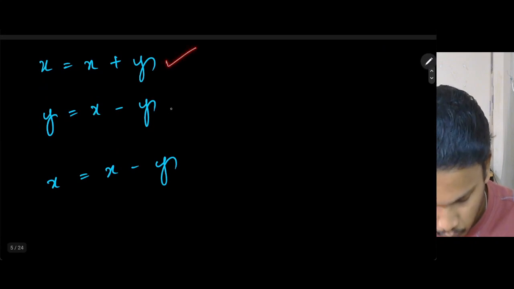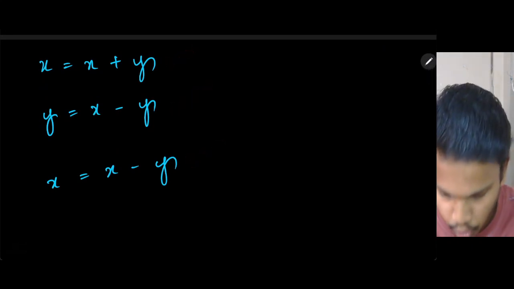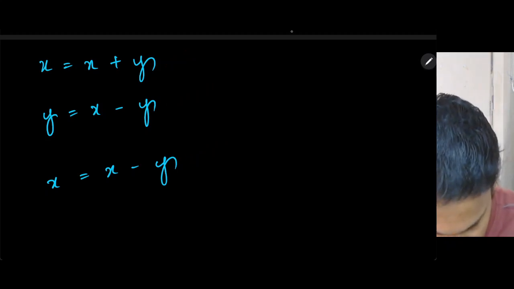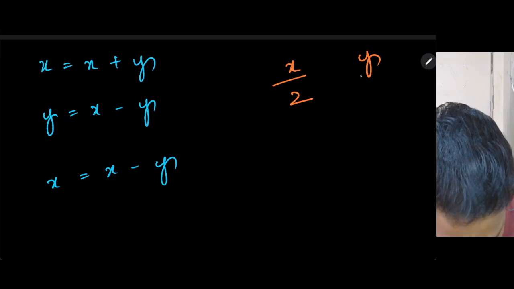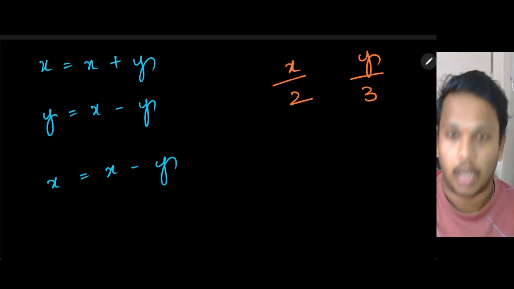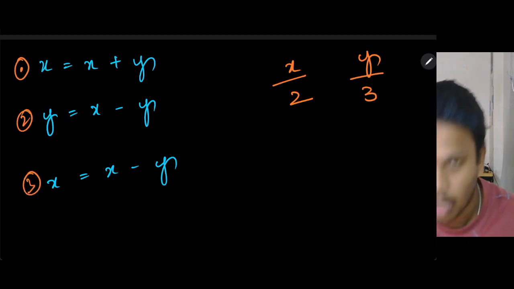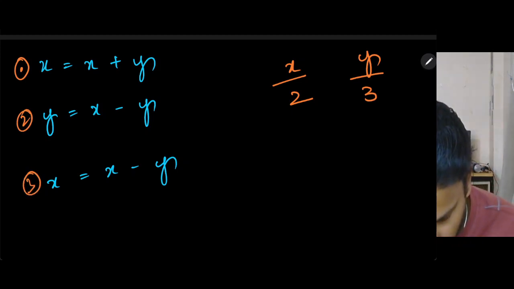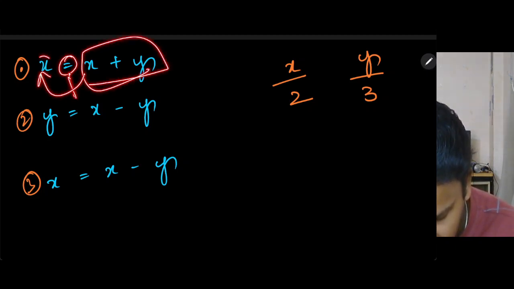x is equal to x plus y, y is equal to x minus y, x is equal to x minus y. I will explain with one example, then we can understand it more clearly. For example, think x is 2 and y is 3. This is the first line, second line, third line. How does it execute? When there is an equal to operator, first the right side part is executed and then the left side part is executed.